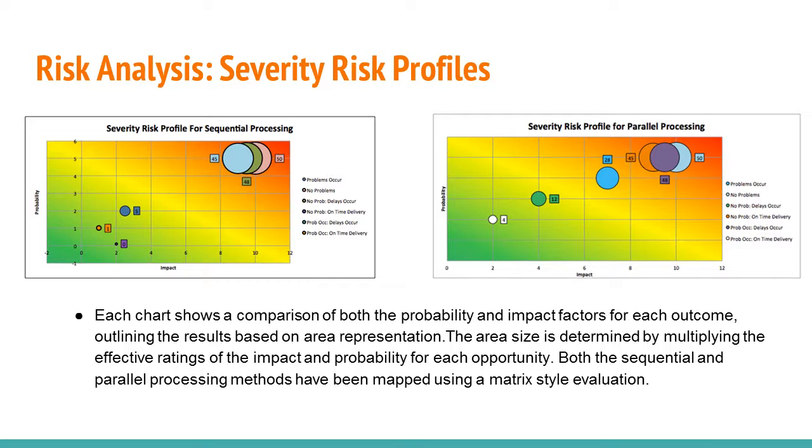That is, there's a 1% chance of on-time delivery if problems occur under sequential processing, while there is a 4% chance of on-time delivery if problems occur during parallel processing. This helps us realize that there is a higher percent chance of on-time delivery using the parallel processing method.